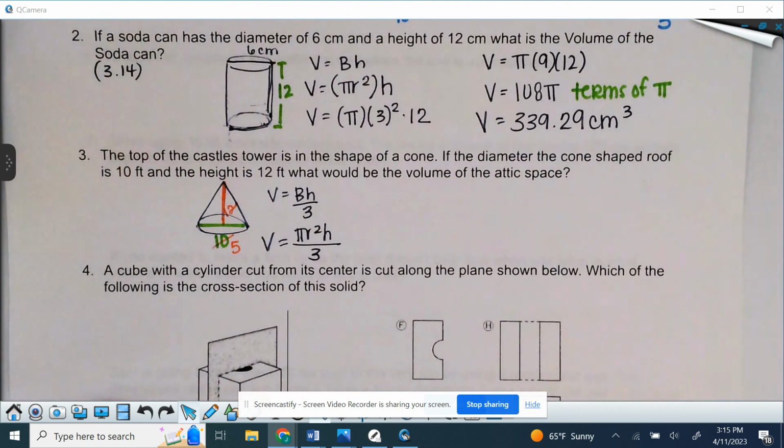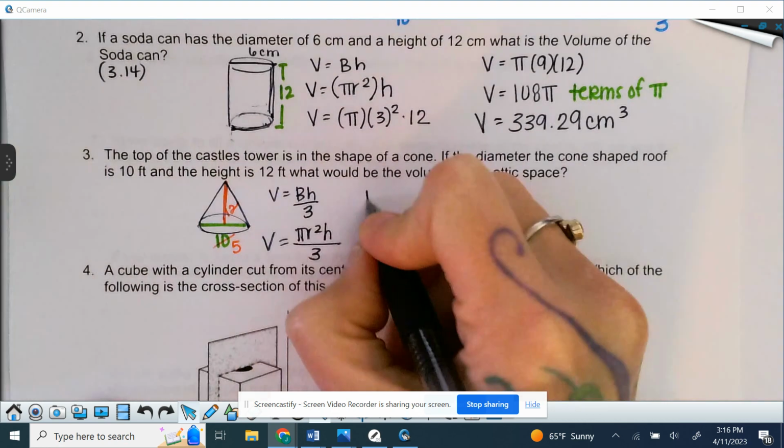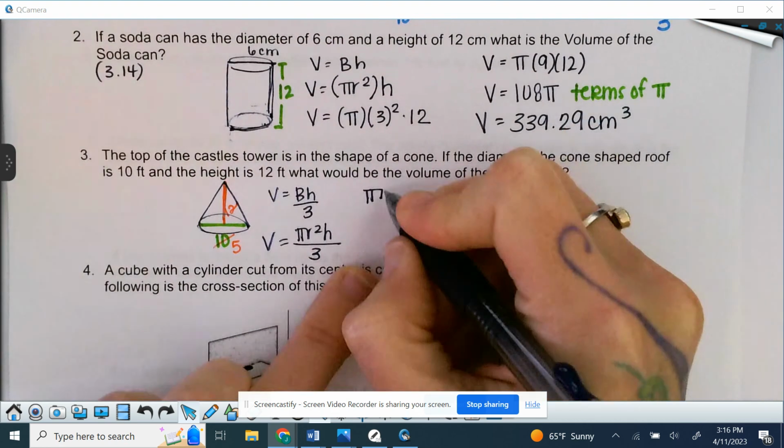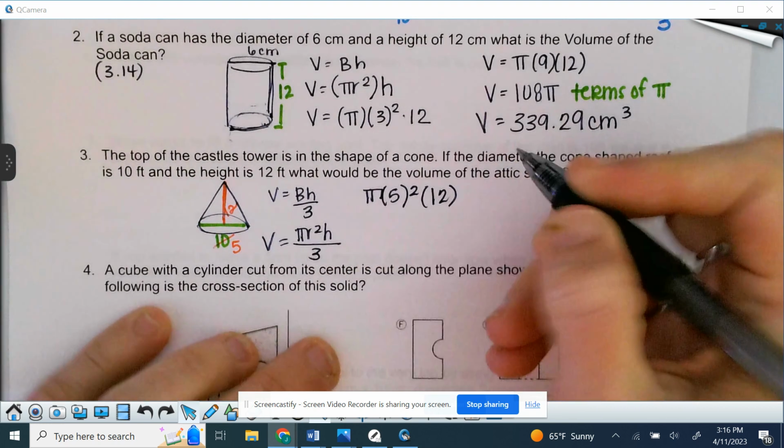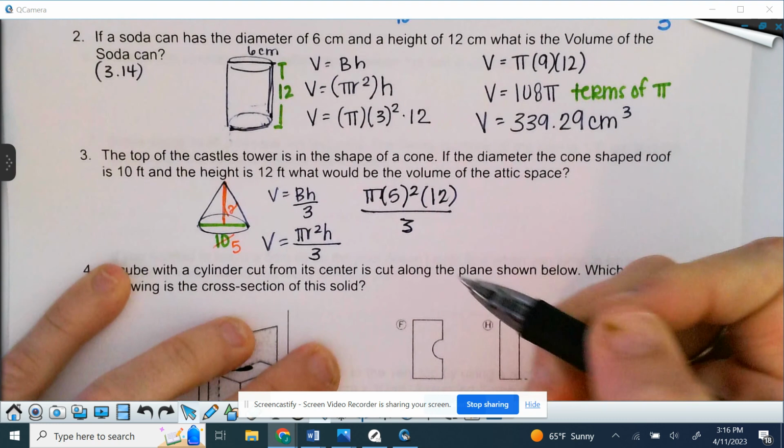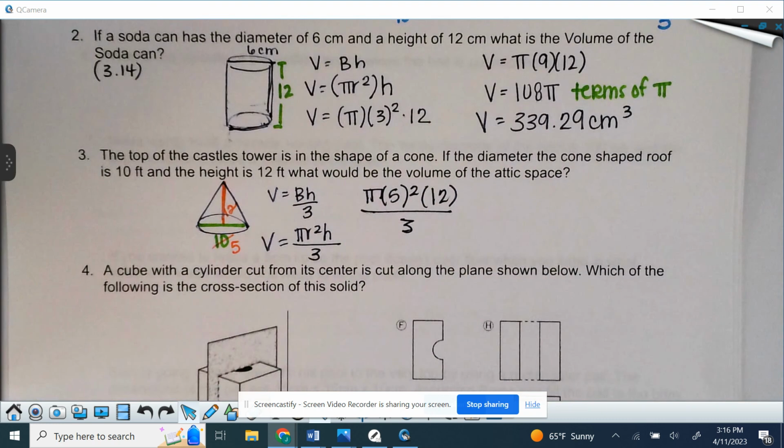What would be the volume of the attic space? So how much space is on the inside of that attic space? We're going to use pi r squared, so pi times our radius, which is 5, squared, times the height of the cone, all divided by 3. Now, again, if it's a stack of bologna and no point at the top, then you would do the exact same thing, but not divide by 3. So that's going to give me 25 times 12.